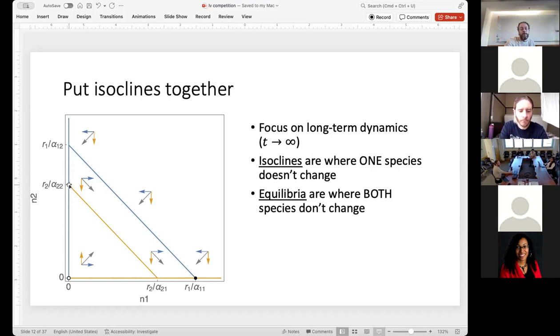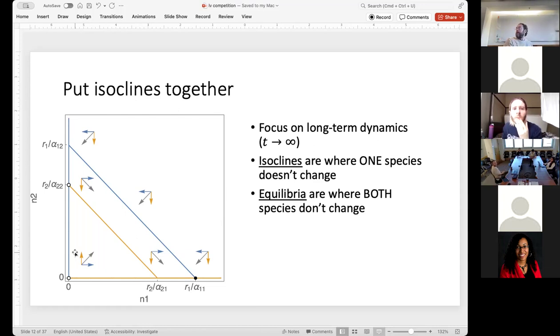Whereas this one over here, species 2 by itself, this equilibrium point is not stable because if we sprinkle in some species 1, it can grow, this arrow is pointing away, we're going to run away from that point. Therefore, these two equilibria are unstable. So in the long term, stable equilibria are kind of like a likely place we're going to find our system. Long term meaning time goes to infinity, which is kind of the standard approach in theoretical ecology.